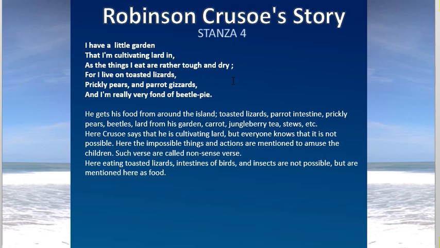Here Crusoe is saying that he gets his food from around the island: toasted lizards, parrot intestines, prickly pears, beetles, lard from his garden, carrot, jungle berry tea, stews, etc. Now what's special about mentioning all these things is that Crusoe says that he is cultivating lard, but everyone knows that it is not possible. Here the impossible things and actions are mentioned to amuse the children. Such words are called nonsense words. Here eating toasted lizards, intestines of birds and insects are not possible, but are mentioned here as food. So when children read such a poem, they find it very amusing, and I'm sure you did too, because I did.